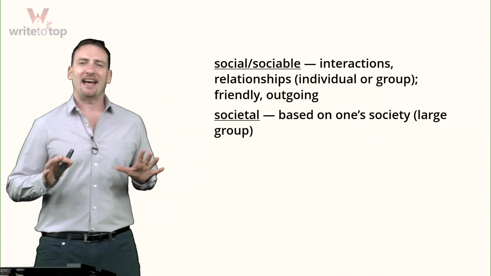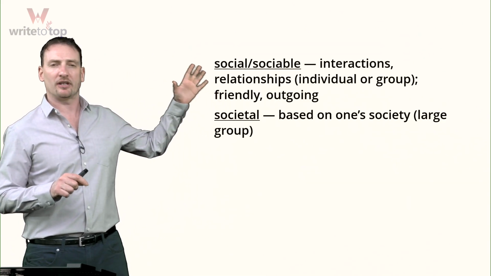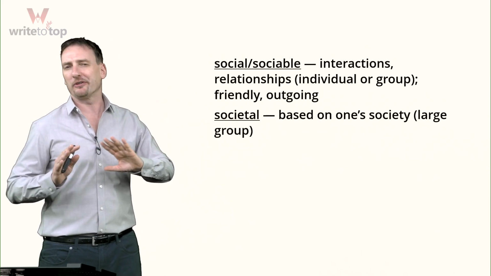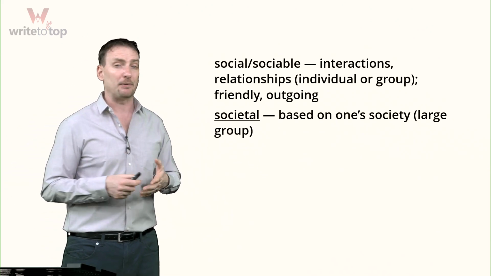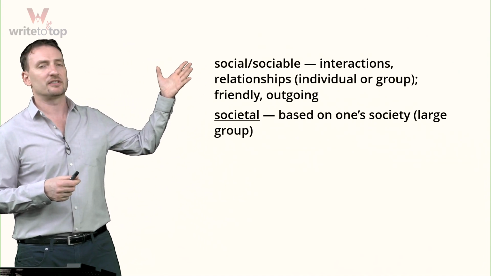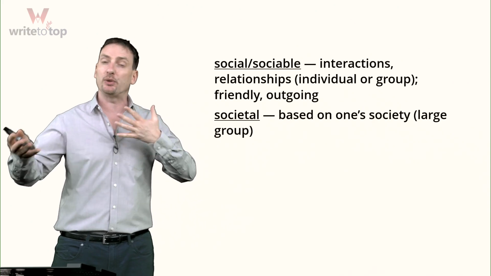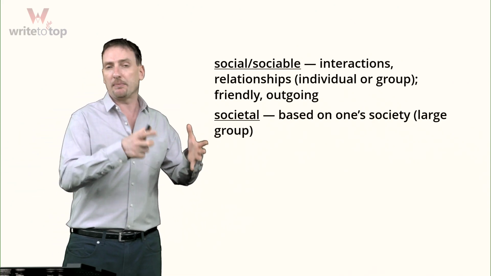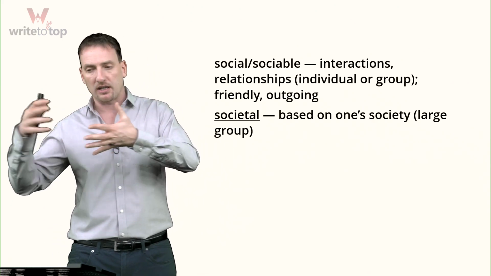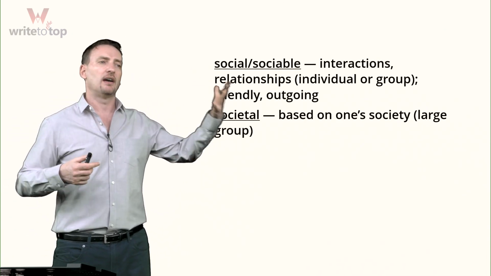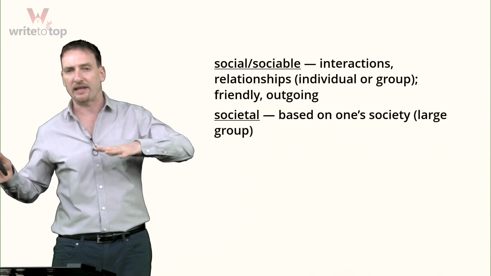Okay, so now I want to talk about these two words. I want to talk about social and societal. These are two different words that people tend to mix up all the time. When we're talking about social, we're talking about behavior, basically an interaction between people. You could talk about an individual, and you could talk about groups, right? Social behavior, how you interact in groups, how you interact in this place or that place.